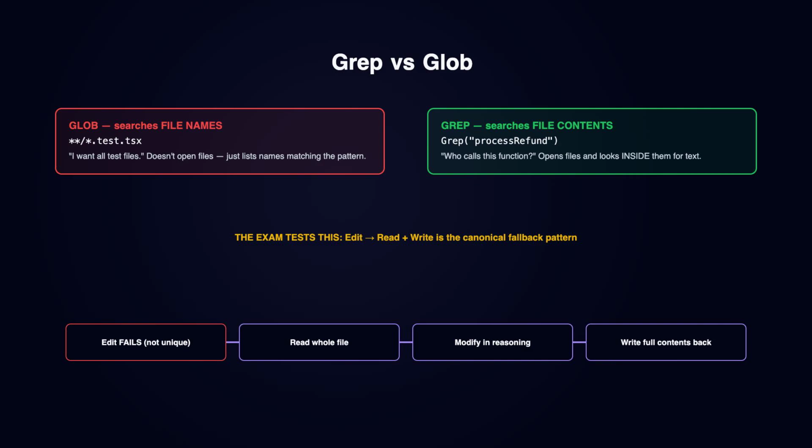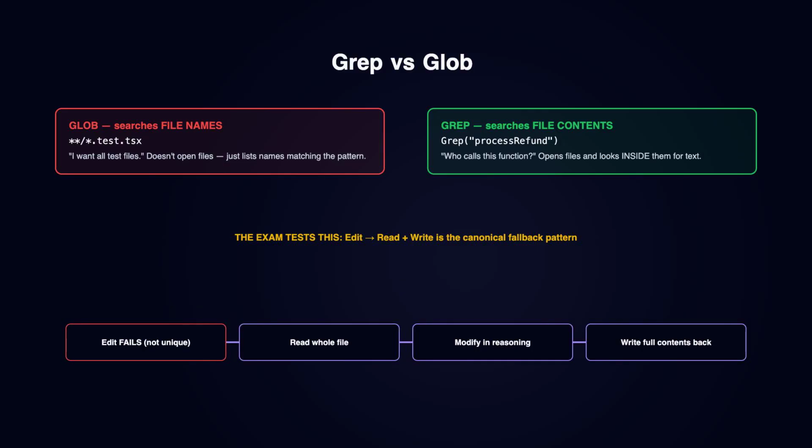When edit fails because a snippet appears more than once, the canonical fallback is read the whole file, modify it in the agent's reasoning, then write the updated version back. The exam tests this exact pattern. And when exploring a codebase, never read every file up front. Grep for the function name first. Get a short list, then read only those files.